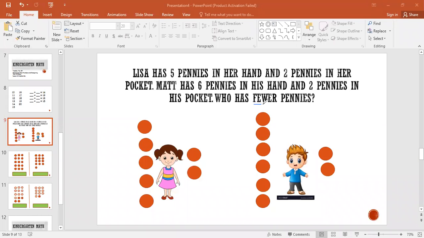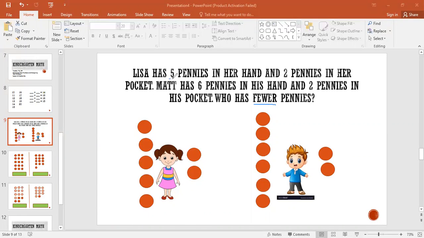I'm going to look for some key words in this problem. I see the word fewer. I need to know what fewer means. What does the word fewer mean? Good. Fewer means less. Who has fewer pennies? Who has the least amount of pennies? So that's what we need to figure out. Not who has more pennies, but who has fewer pennies. Less pennies than the other friend. So fewer is one keyword.